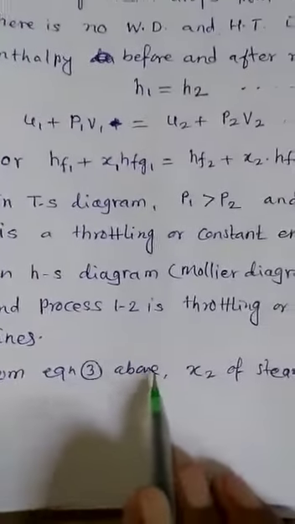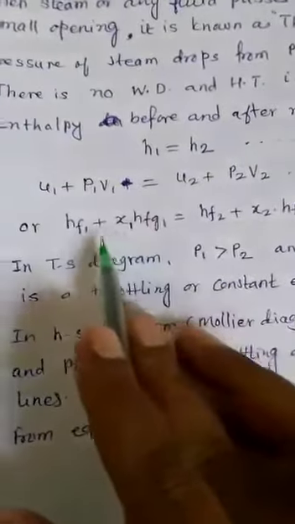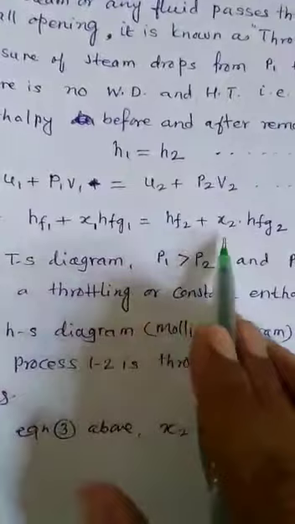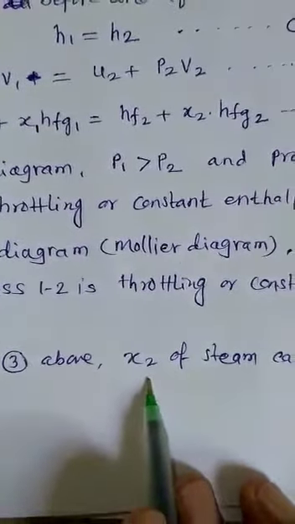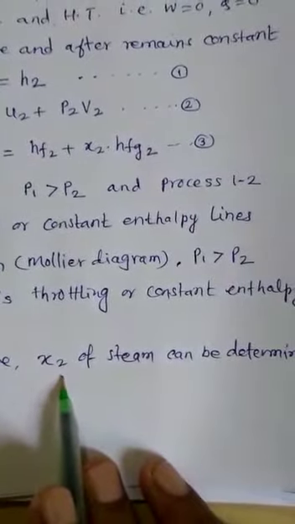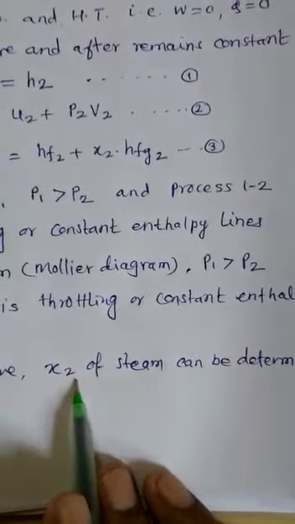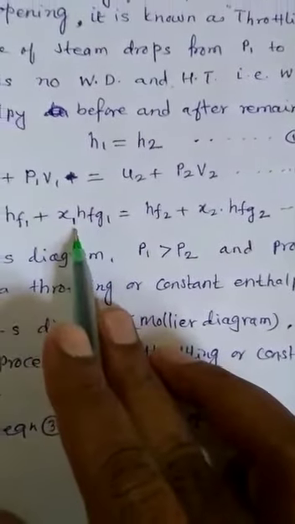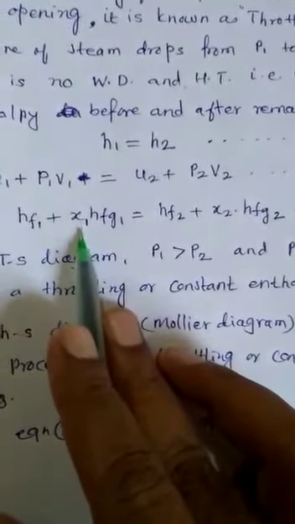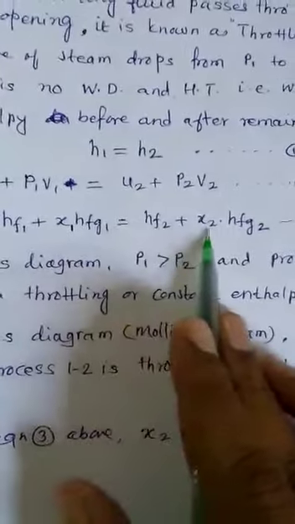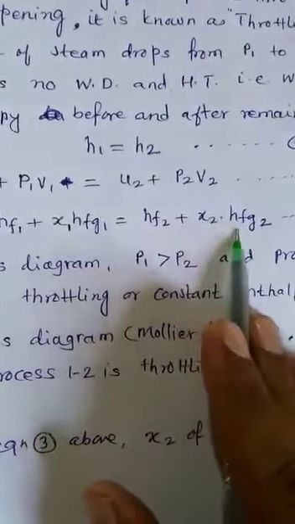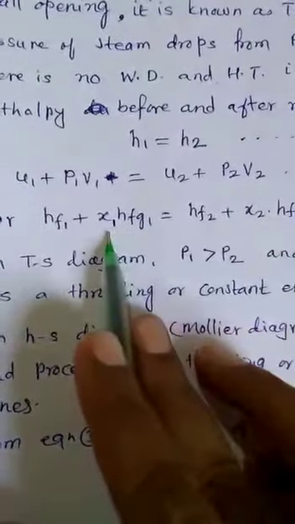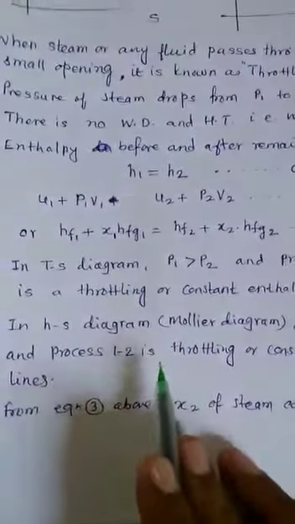Now from equation 3 I have already explained, this is the equation in terms of X1 and X2. From equation 3, if X1 is given, X2 can be determined. If X2 is given as 1, then X1 can be determined. There are two purposes of this equation. If X1 is given, you can find out X2, and if X2 is given as 1, then you can find out X1. So this is a very important equation.